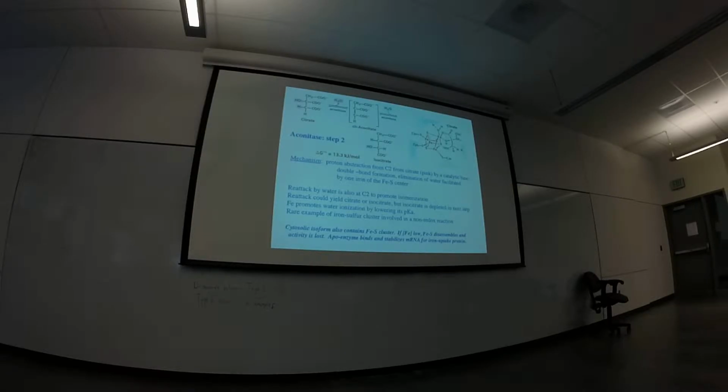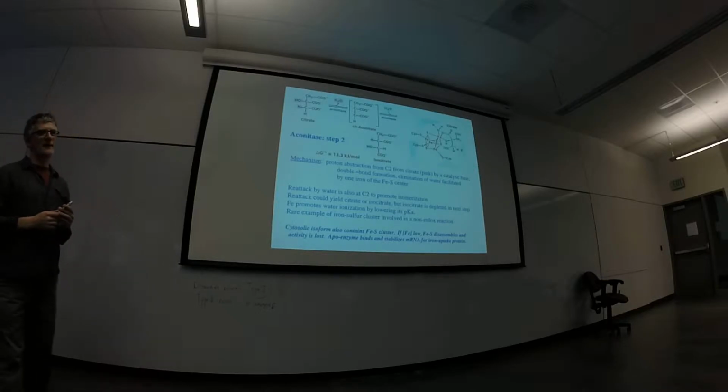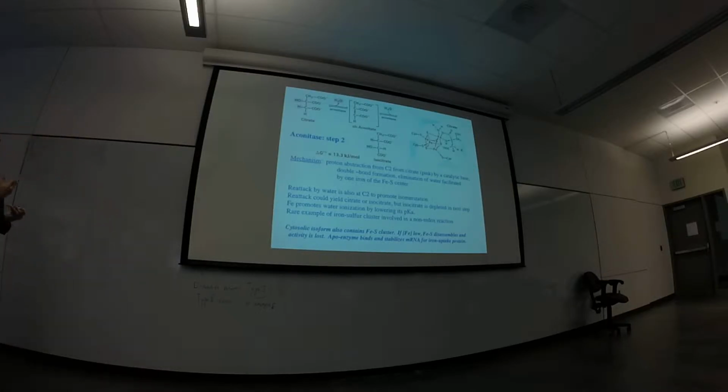Good question, though. What does the apo stand for? Apo means without a ligand or without a cofactor. It means empty. So in this case, aconitase is empty if it doesn't have its iron sulfur cluster to make it happy and allow it to bind citrate well. But it found a way to be happy without the iron sulfur cluster: go grab the messenger RNA.